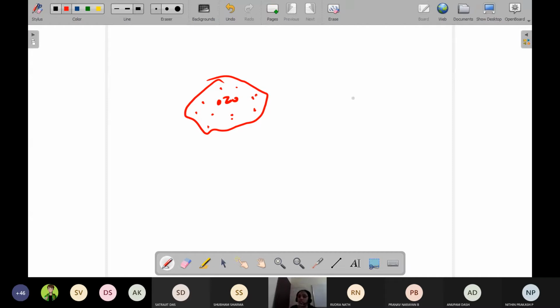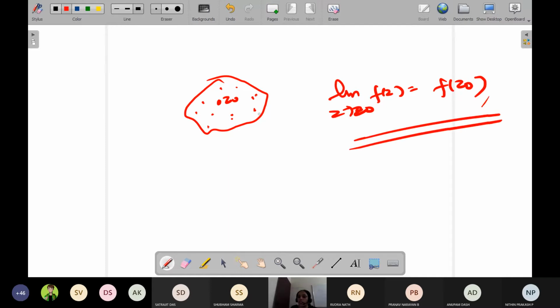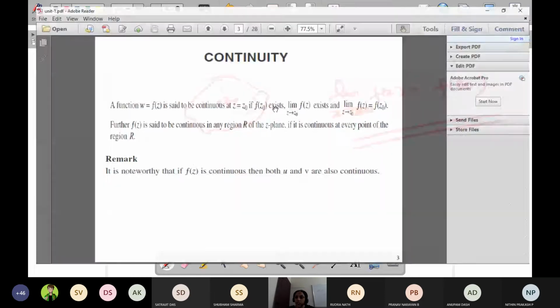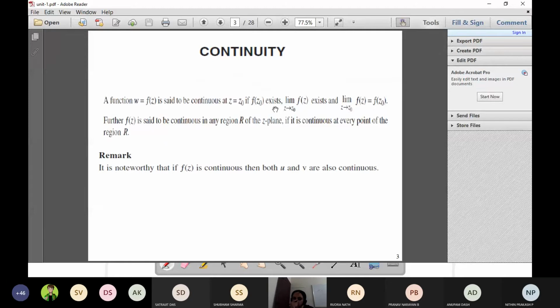How do you say that the function has to be continuous? Limit z tends to z naught, your f of z should be equal to f of z naught. If this is satisfied at each and every point in that region, then we say that the given function is continuous in that region.